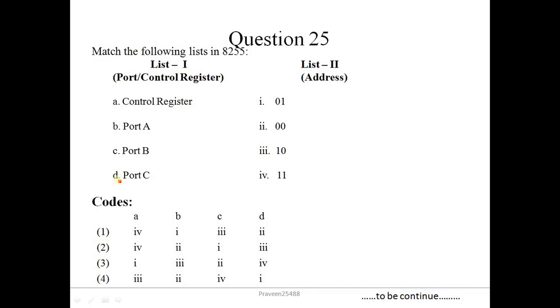Next question is question number 25. Here are the control register, port A, port B, port C. 8255 is known as the Programmable Peripheral Interface chip, PPI. So its port addresses are given here. The control register is 11. The port A address is 00, port B is 01 and port C is 10. So the correct option is this, 4, 2, 1 and 3.